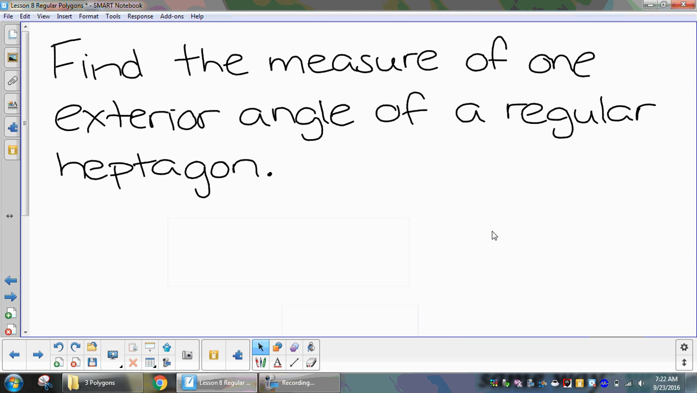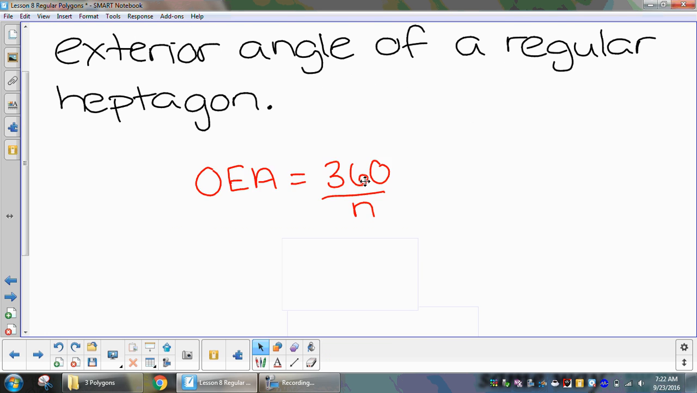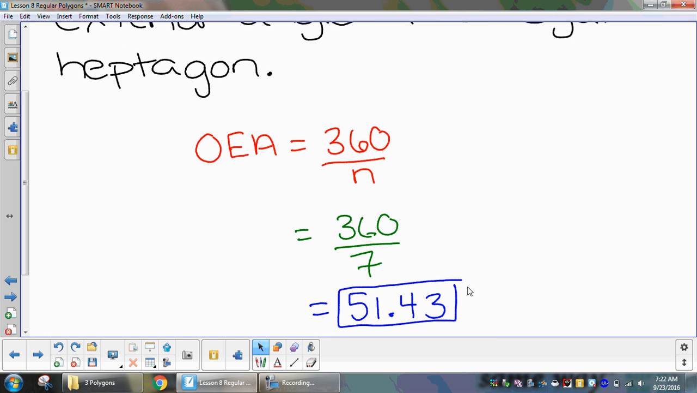So we have found a measure of one interior angle of a heptagon. So we found the interior angle, so let's find an exterior angle. So we write the formula. We're going to plug 7 in for n, and we just got to do one thing, and that is divide 360 by 7.